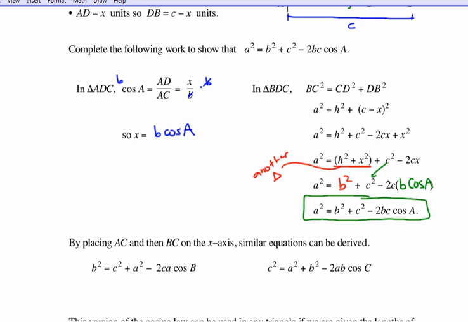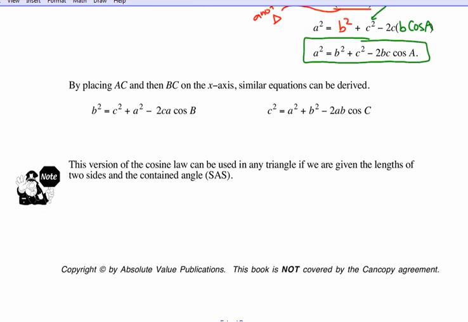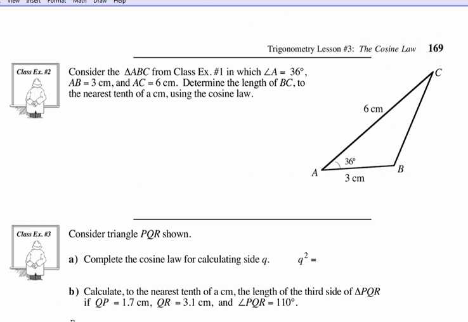So you do not have to prove this, and it's a similar proof for the other two sides. You just have to change the formula. When do we use the cosine law? We use it for two sides and a contained angle. So let's look at this.